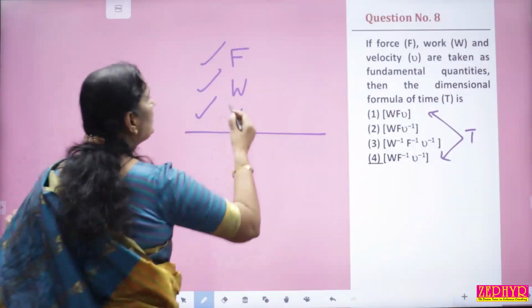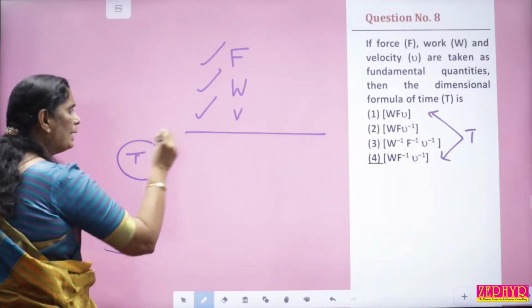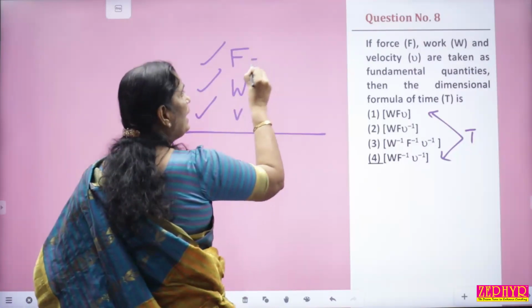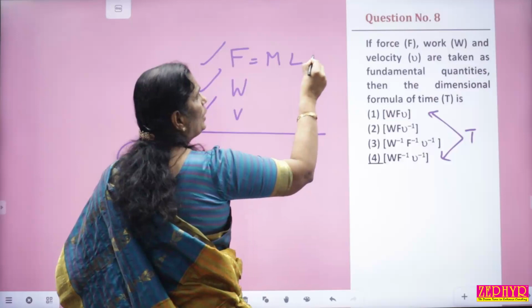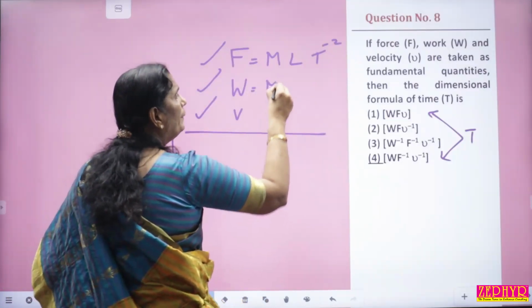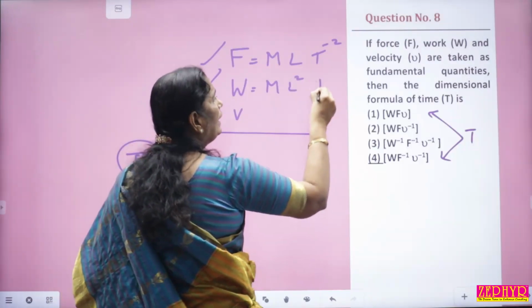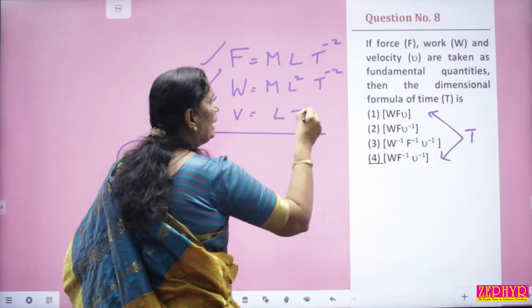Okay. So, now this method is, so I want T. First write the dimensional formula for force. M L into T raised to minus 2. Please give a gap. Okay. Next, work. M L square T raised to minus 2. Next, velocity. L into T raised to minus 1.